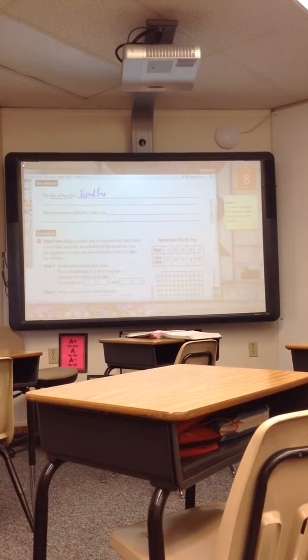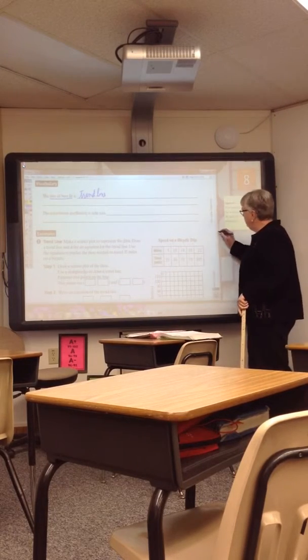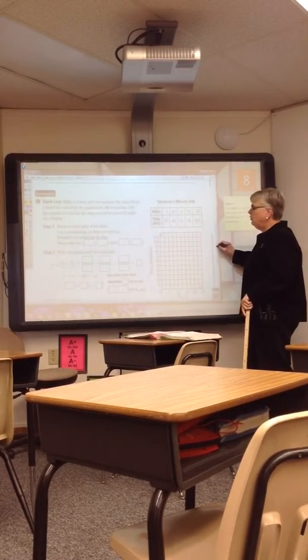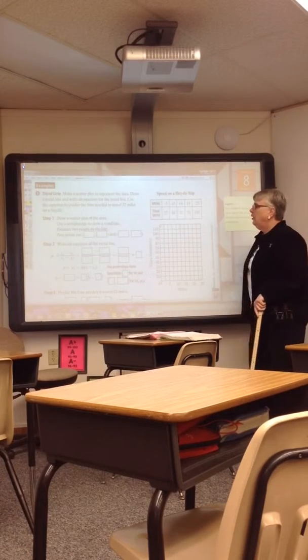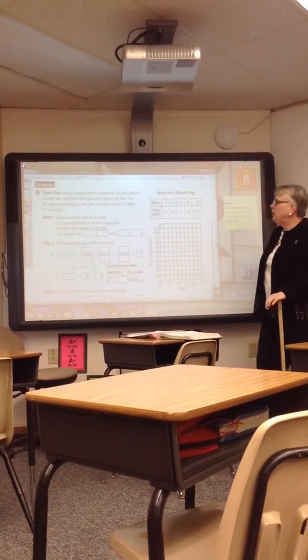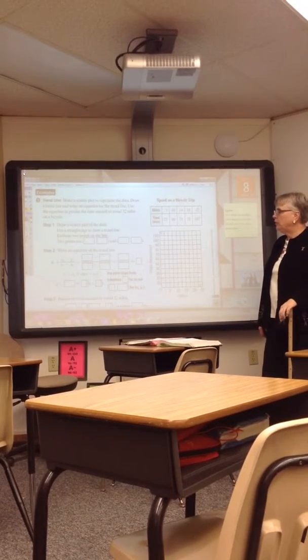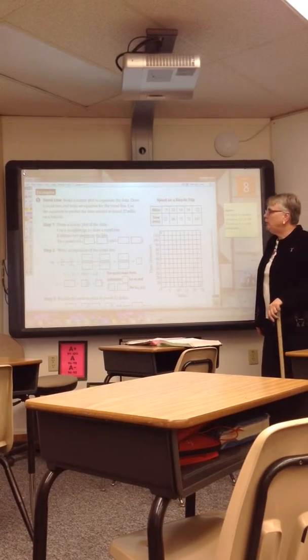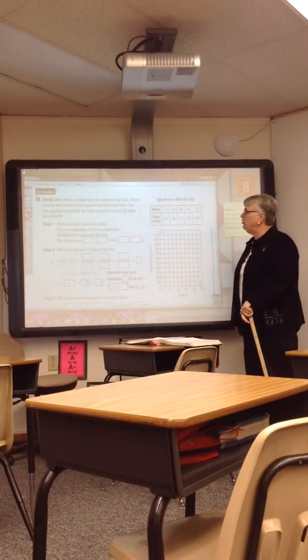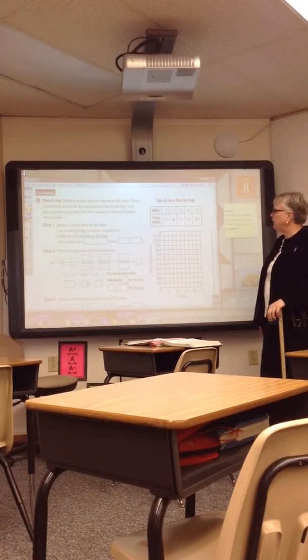The easiest way to deal with a trend line is to take a problem. We're going to make a scatter plot to represent the data, draw a trend line, and write an equation for the trend line. Then use the equation to predict the time needed to travel 32 miles on a bicycle.